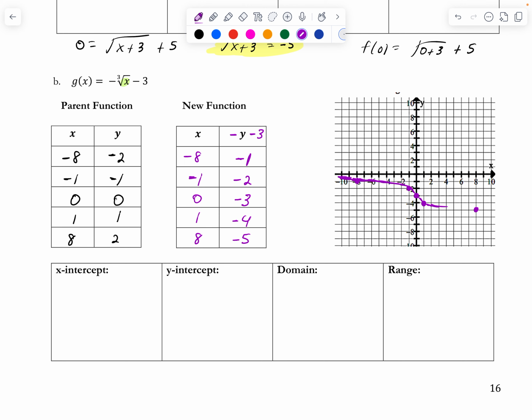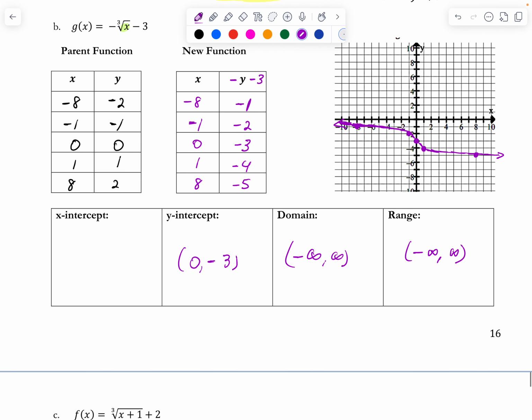But you can see the difference with this cube root. We're going both directions forever. So it makes the domain and range really easy. The domain and range is going to be all real numbers. There we go. Okay. And then the y-intercept is actually in the table, 0, -3.